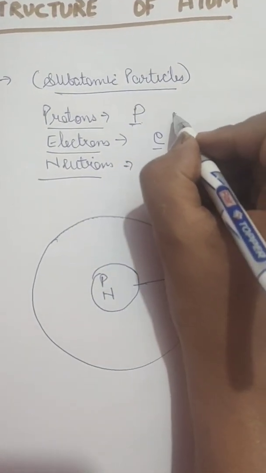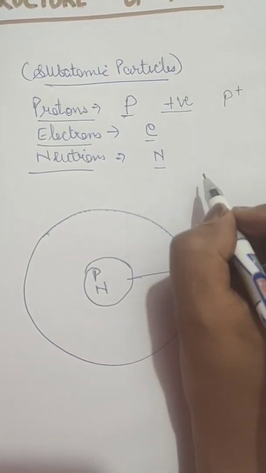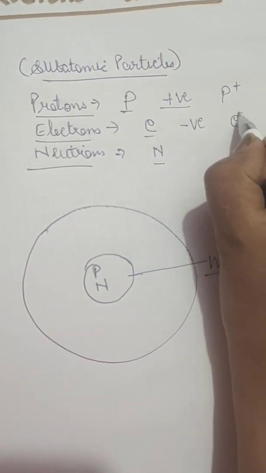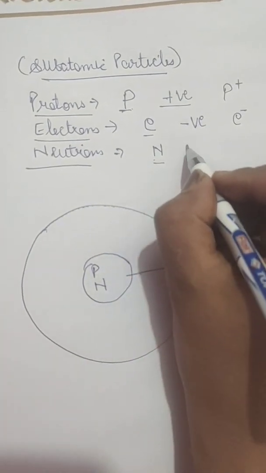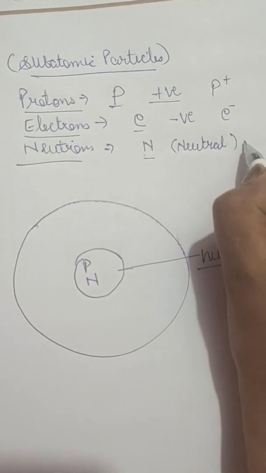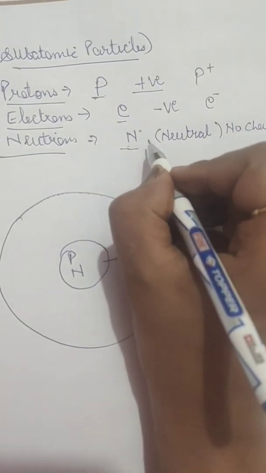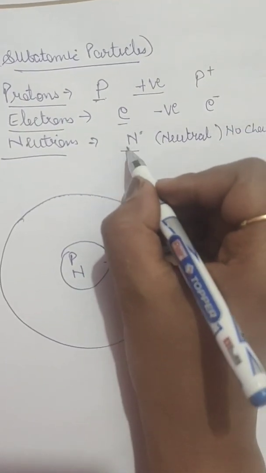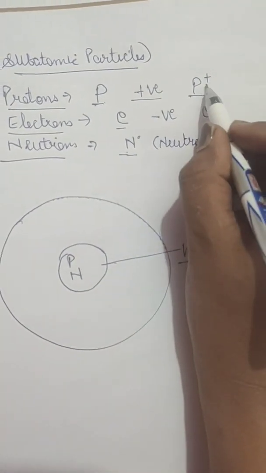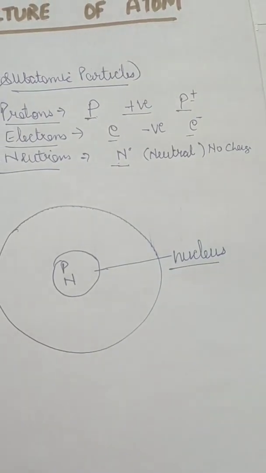This proton has a positive charge, so we can also write it like proton plus. This electron has a negative charge, so we can also write it like electron minus. This neutron has a neutral charge, that means no charge. So it's just neutral, or we can write 0 here, but there is no need to write it. We can just write N. So proton is denoted by the symbol P with a positive charge, electron by small e with a negative charge, and neutron is neutral, so no charge.